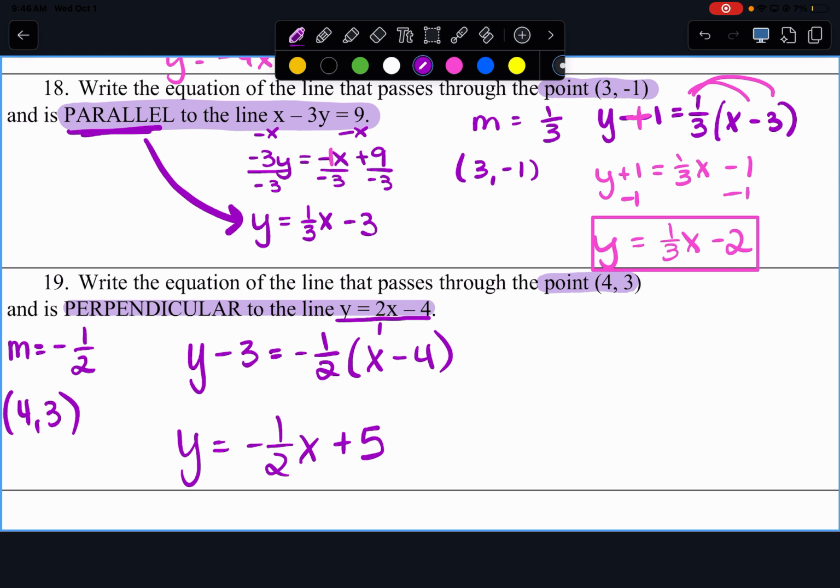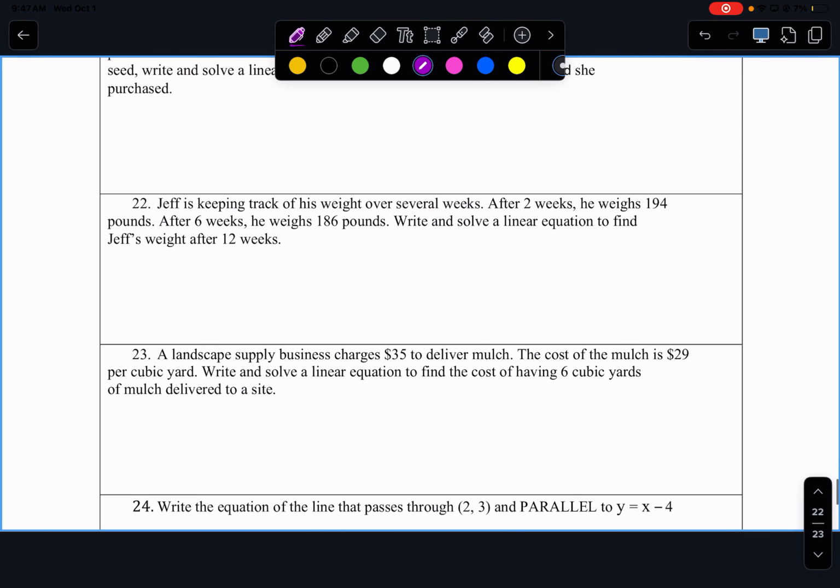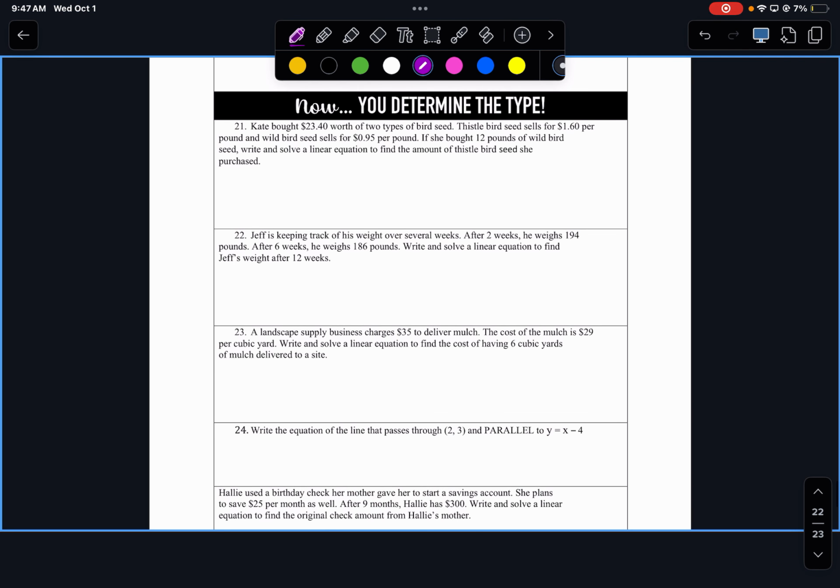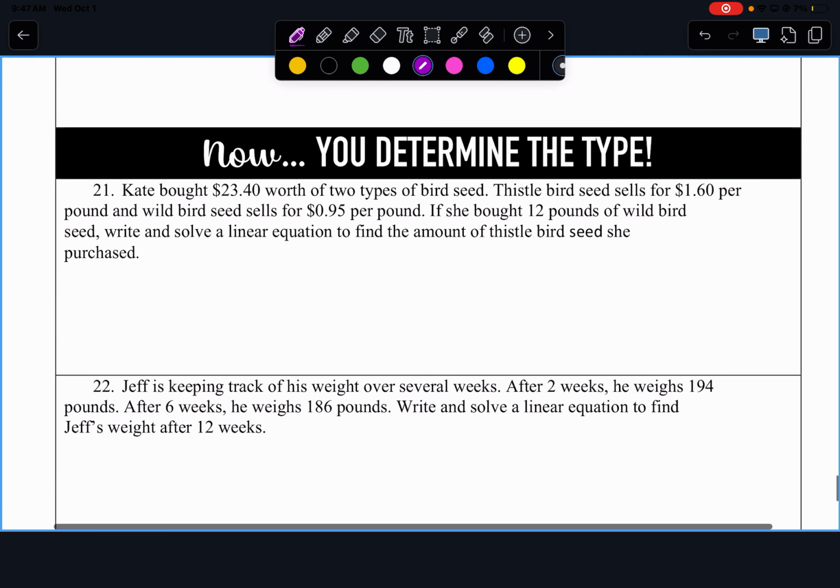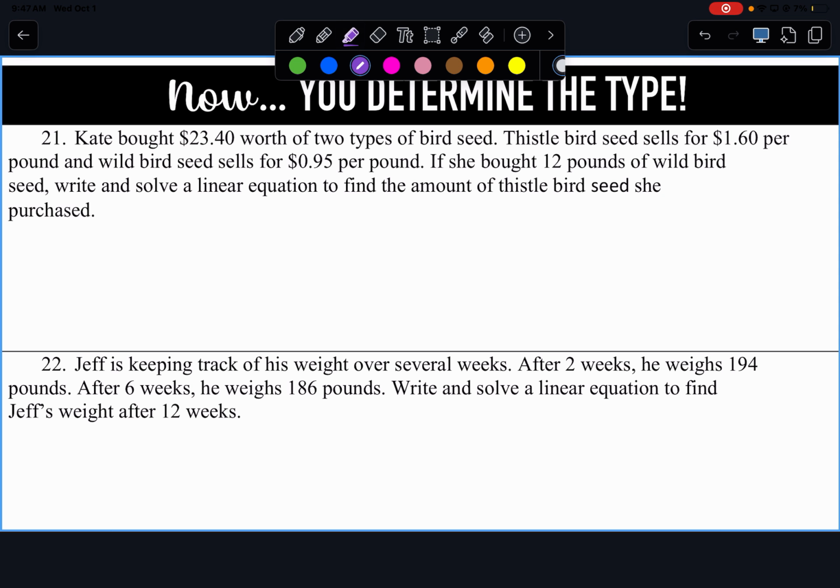Okay, so the very last section of word problems says what? You are going to solve those questions. But we have a few minutes left, so we're going to actually talk about what type they are. If we look at number 21, Kate bought $23.40 worth of 2 types of birdseed. She has thistle bird seed that sells for $1.60 per pound and wild bird seed that sells for 95 cents per pound.